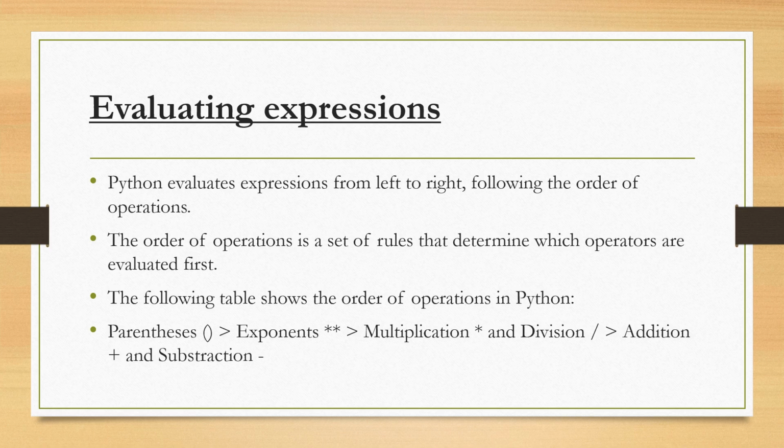First of all, anything written in parentheses will have the highest priority, and then exponent, like 2 raised to 5. So this will be performed after the parentheses. Then multiplication and division have less priority than exponent, and at last addition and subtraction have the lowest priority. So this is the priority table which shows the priority of operators.